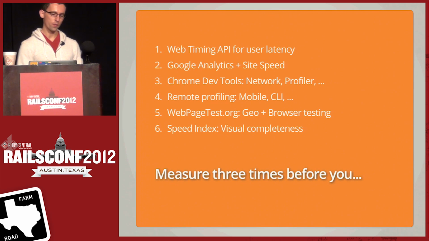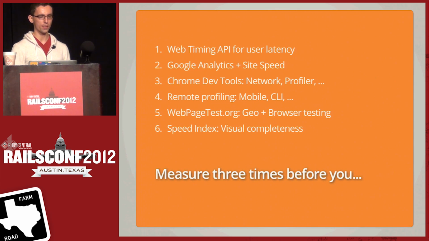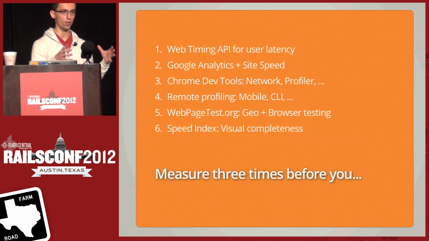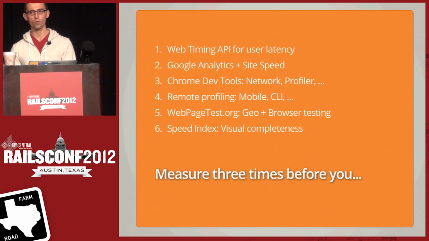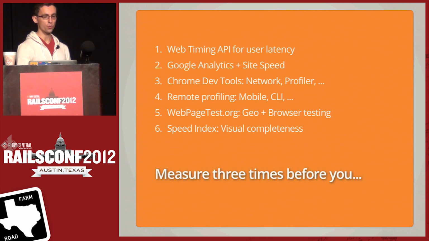So a quick recap. We talked about the web timing API. Google Analytics is very useful. Chrome DevTools helps you optimize the page in your browser when you're trying to figure out what's going on. You should absolutely test your pages in other browsers and in other geographic locations. WebPageTest can help you with that, and it's a free app, which is great. And then speed index is an interesting way to quantify how fast your pages are loading, because the load time itself often hides some of the nuances in there.